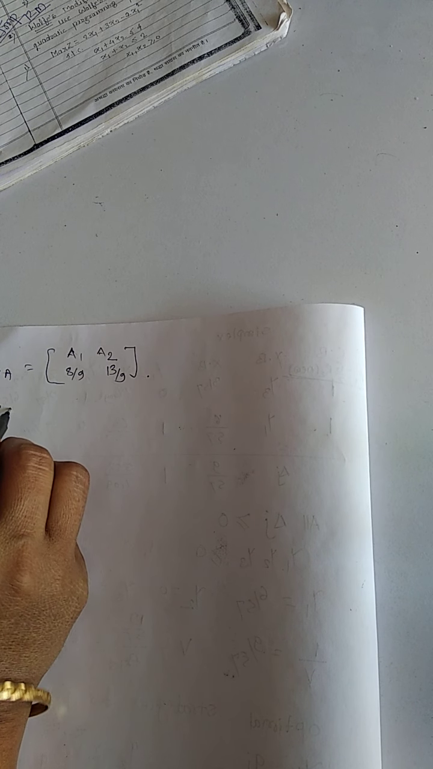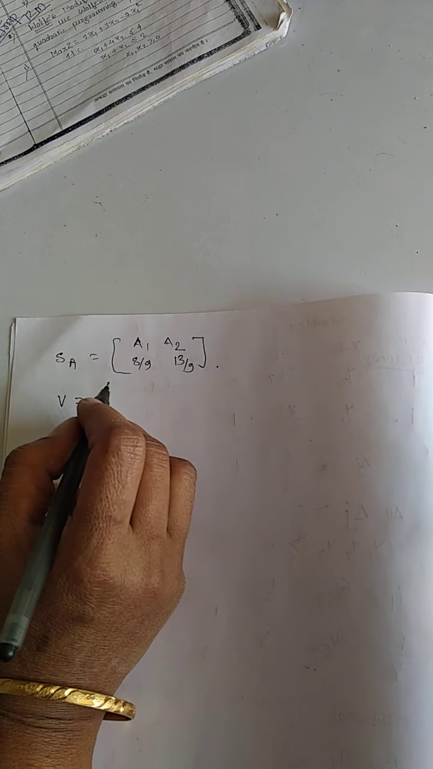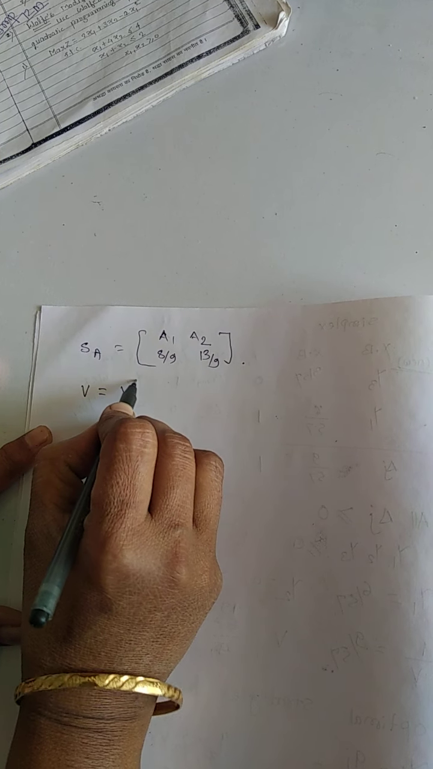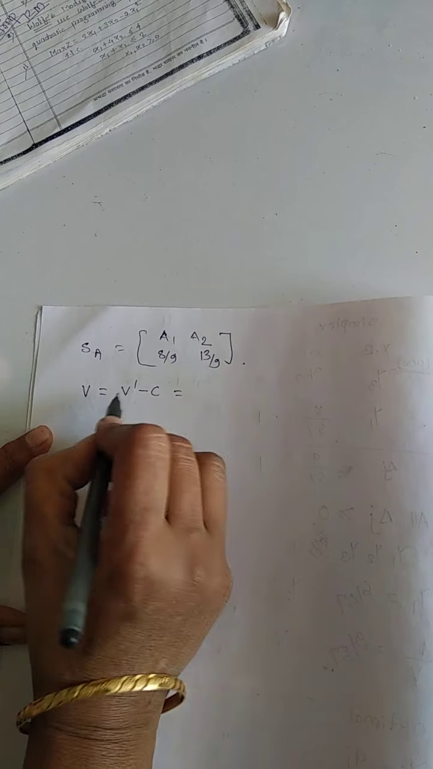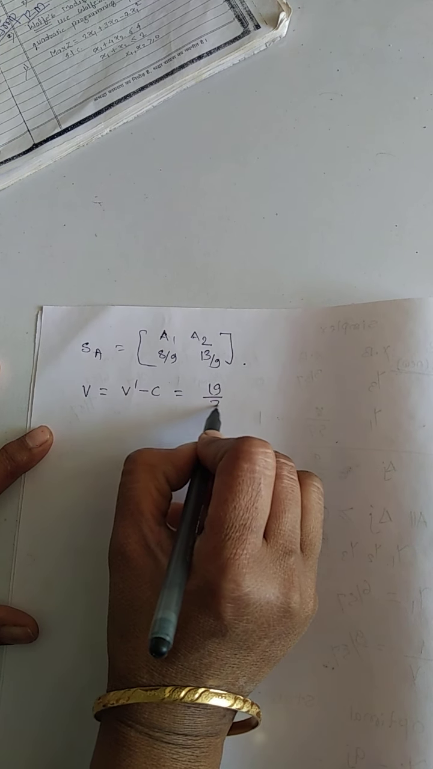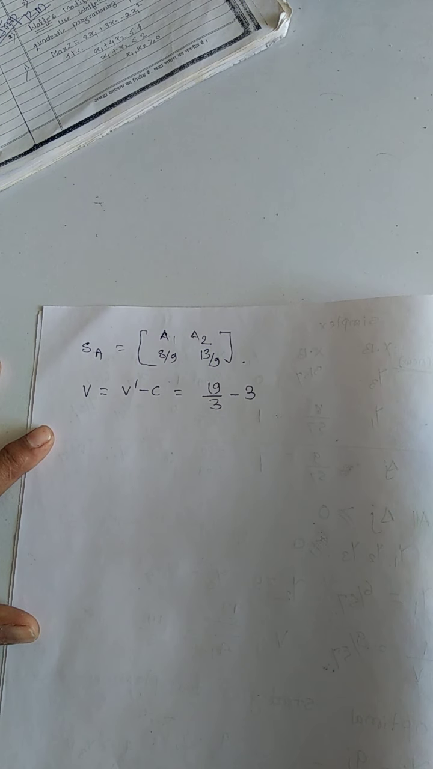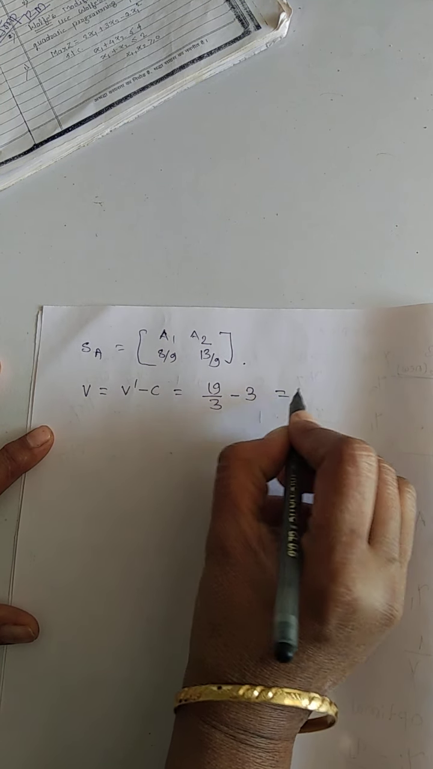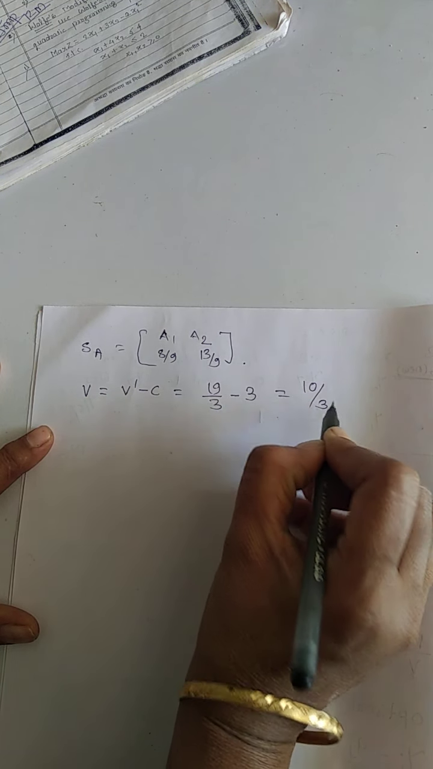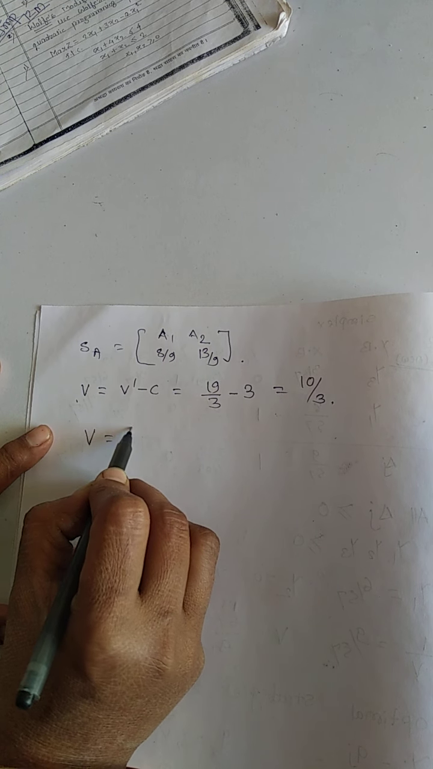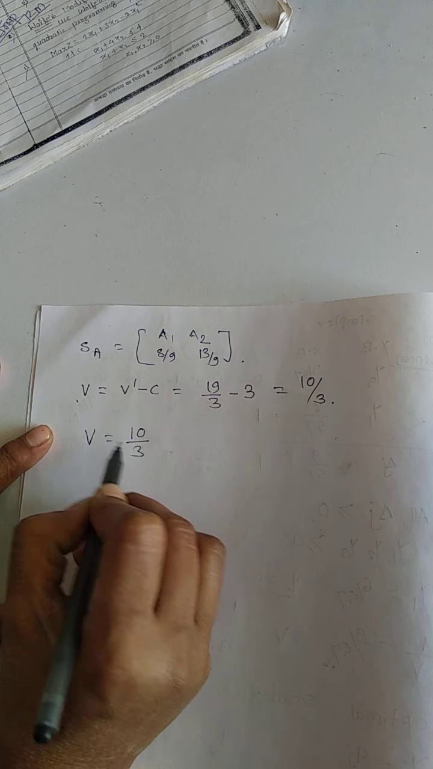And here actual value of game V is equal to V dash minus C, and here V dash is 19 by 3, and we add the constant 3, therefore C is equal to 3, and that is the value is 10 by 3. This is the value of game, 10 by 3.